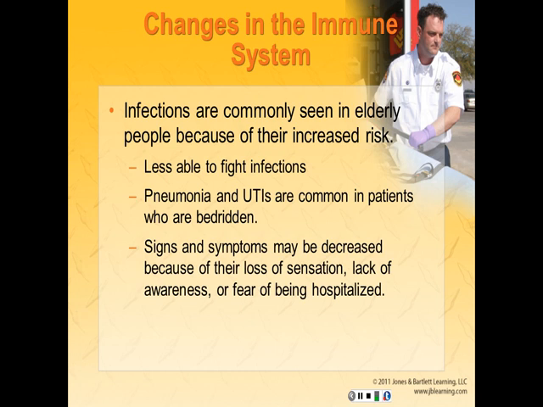Immune system changes. Infections are commonly seen in elderly people because they generally have an increased risk of infection and are less able to fight infections once they occur. Pneumonia and UTIs are common in patients who are bedridden. When infection occurs, signs and symptoms may be decreased and minimized in the patient because of a loss of sensation or a lack of awareness. They may also have a fear of being hospitalized.